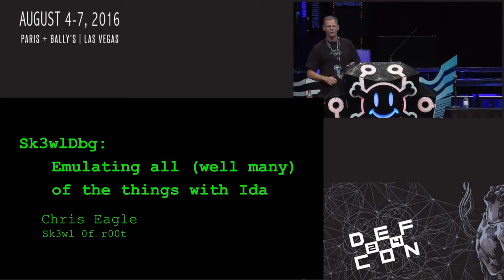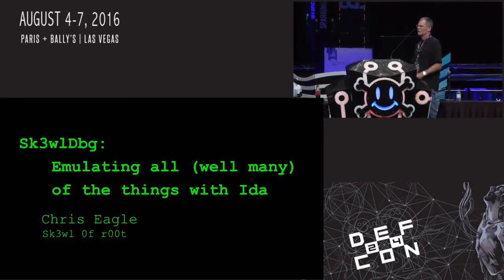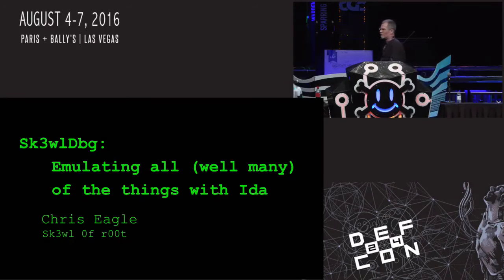Okay, I'm here to talk about a project that I've been working on, for lack of a better name, called Sk3wlDbg. And it's about emulating various processors using the Unicorn framework for emulation that was released at Black Hat last year. And because it's kind of what I do, it's all baked into IDA. And we'll see if it's interesting and go through a couple examples and watch things crash and hopefully have some fun.